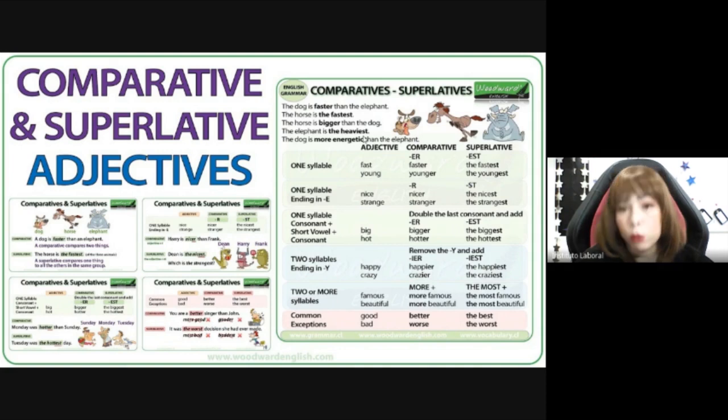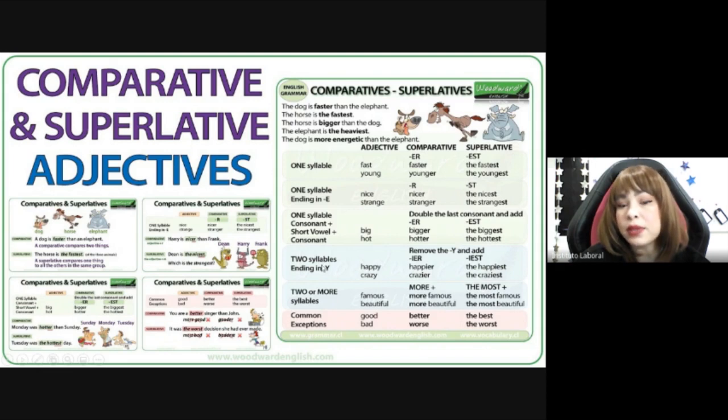Here we have again the rules. When we have a one syllable adjective, we add the suffix er at the end of the word, or the suffix est if it is a superlative. So let's read these examples. Fast, faster, the fastest. Young, younger, the youngest. When the one syllable adjective ends in E, we just need to add the R, like nice, nicer, the nicest. Strange, stranger, the strangest. We have to double the last consonant if the one syllable adjective contains a vowel before it, like in the case of big and hot. Bigger, the biggest. Hotter, the hottest.